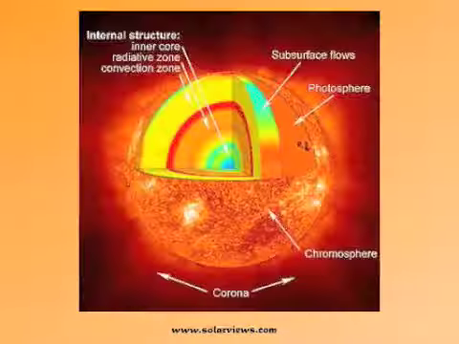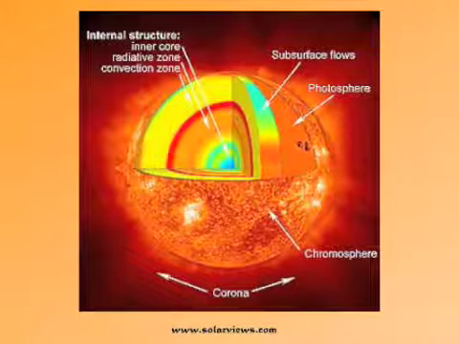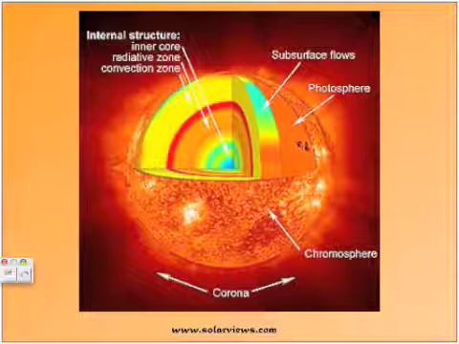So, this is the diagram of the sun that I found on solarviews.com. So basically this part, the center part, is the inner core and the outer core. And the orangey part is the radiative zone. The yellowish part is the convection zone. And this part, the kind of windy stuff, is the corona.